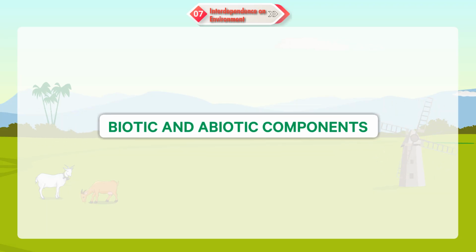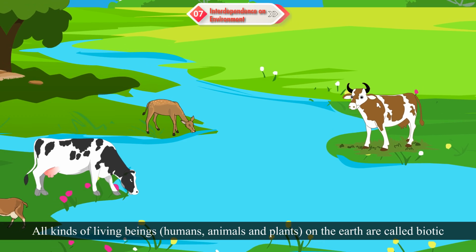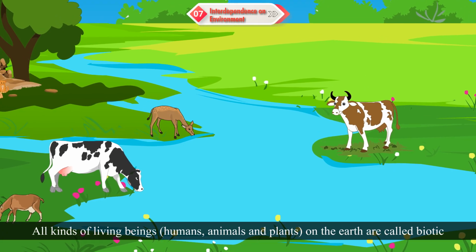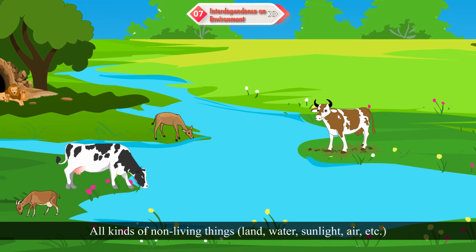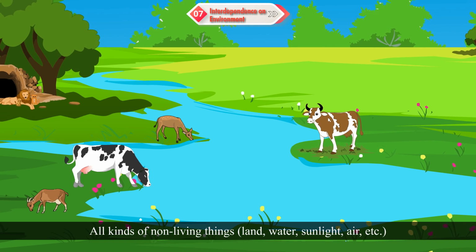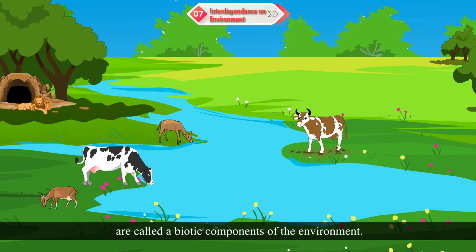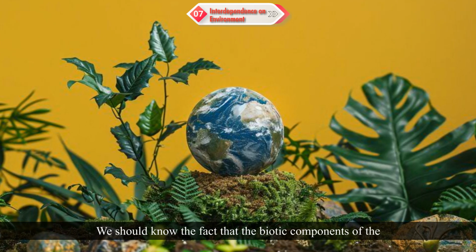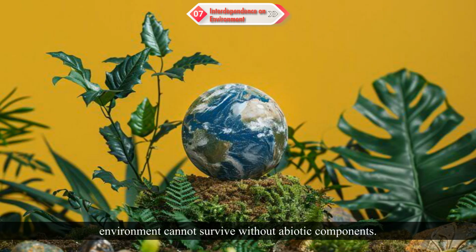Biotic and abiotic components. All kinds of living beings, humans, animals, and plants on the Earth are called biotic components of the environment. All kinds of non-living things, land, water, sunlight, air, etc., are called abiotic components of the environment. We should know the fact that the biotic components of the environment cannot survive without abiotic components.